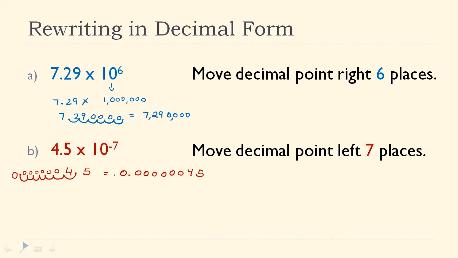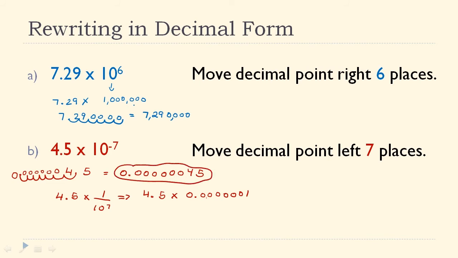Just as a side note, this 10 to the negative 7 can be written as 4.5 times 1 over 10 to the positive 7, which is basically stating it's 4.5 times 0.000001. And when you multiply 4.5 times 0.000001, you end up with 0.00000045. And there's our answer.